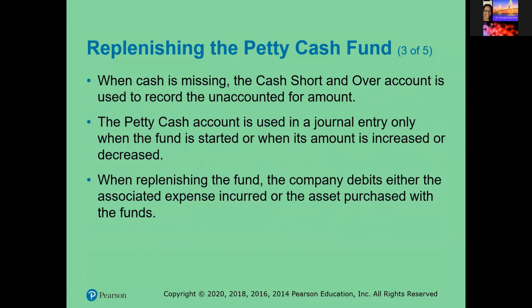So when cash is missing, the cash short and over account is used to record the unaccounted for amount. The petty cash account is used in a journal entry only when the fund is started or when its amount is increased or decreased. When replenishing the fund, the company debits either the associated expense incurred or the asset purchased with the funds.